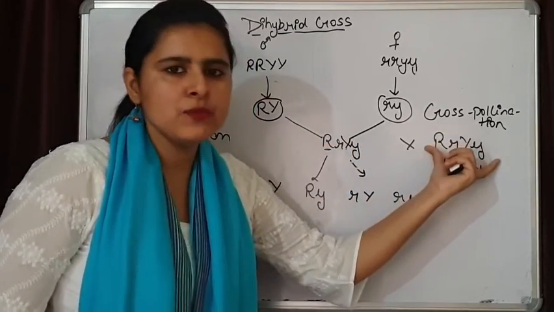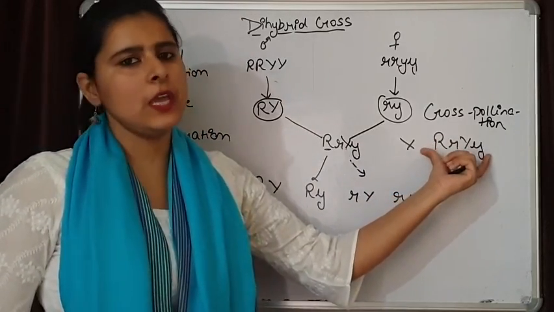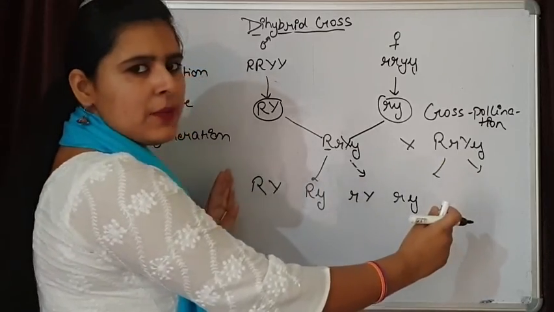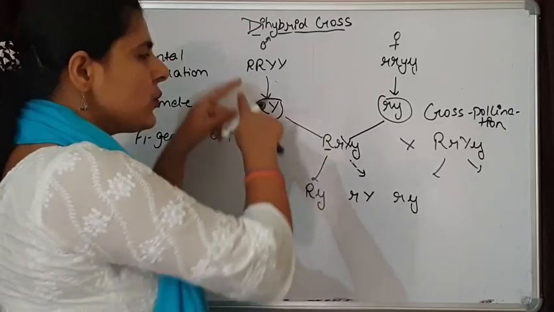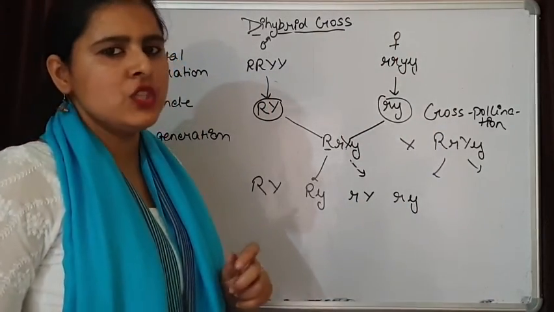This is also the same genotype, so all these 4 gametes can be formed from this genotype also. This is complex because the number of gametes is more. That means the number of progeny will also be more. That's why we are going to make a Punnett square, and then we will see all the progenies and their genotypes.